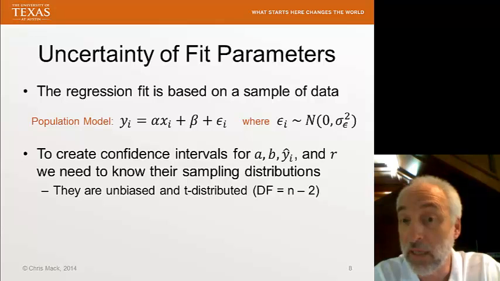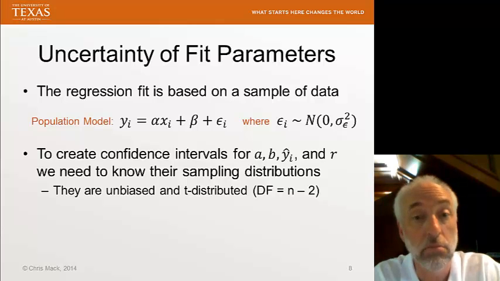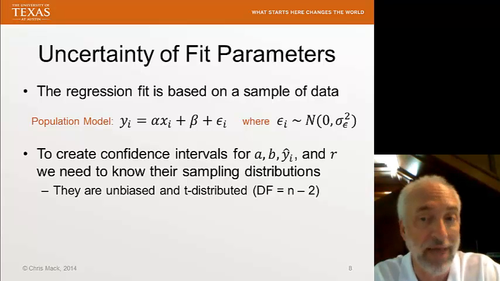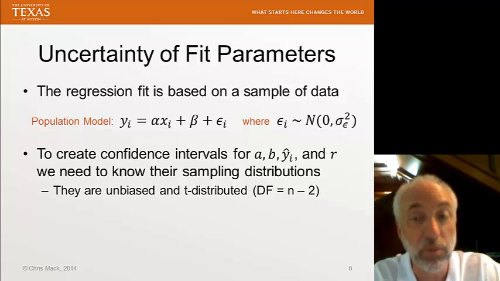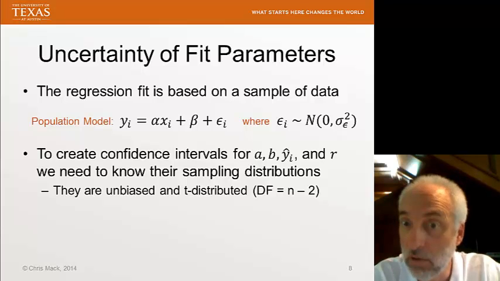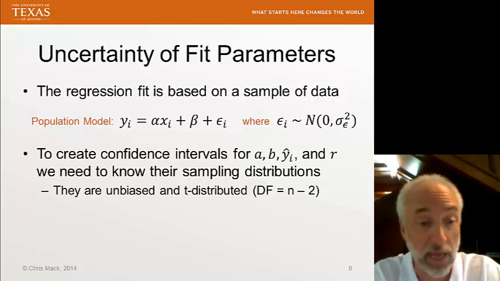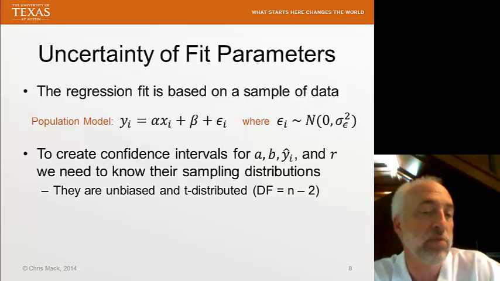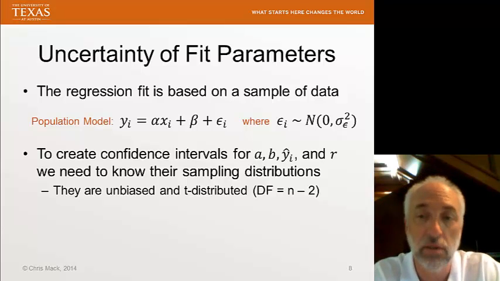When we create our model and use it, we'll have a number of statistics that come out. First of all, we'll have the slope, a and b. But also, we'll have predicted values, y hat i. It might be very useful to say, what is the predicted value for this particular x value? Another statistic that comes out of our linear regression is r, the correlation coefficient.